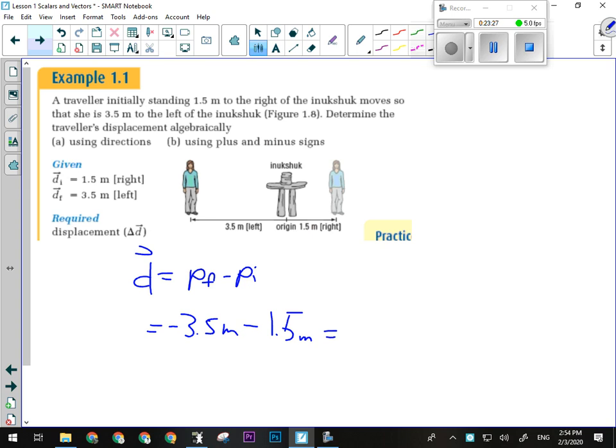I started 1.5 meters right of this thing. I'm now 3.5 meters to the left of it. My total displacement is... Do I want to leave it as negative, or represent it as it was represented to me? Is negative the same as left? It represents left, but is it the same as left? No. My final answer, I don't want to leave as negative 5 meters. It's 5 meters left. That was my total displacement. I moved 5 meters to the left in going from my initial position to my final position.